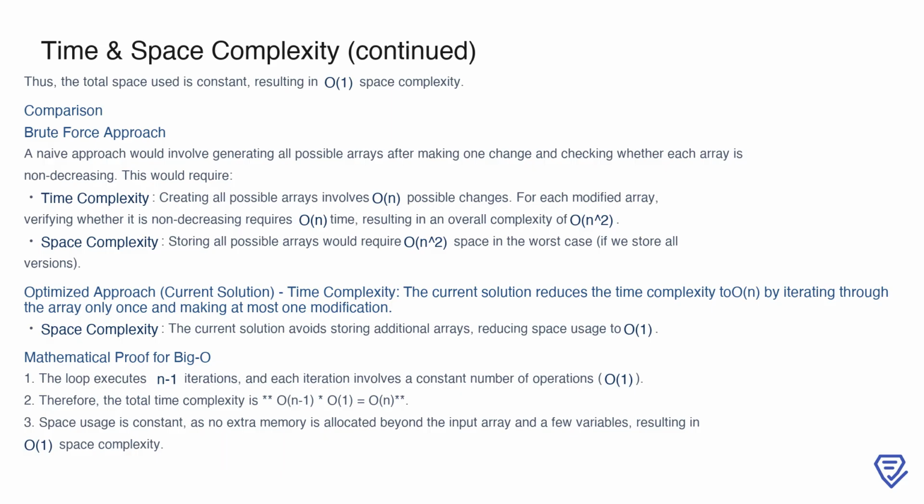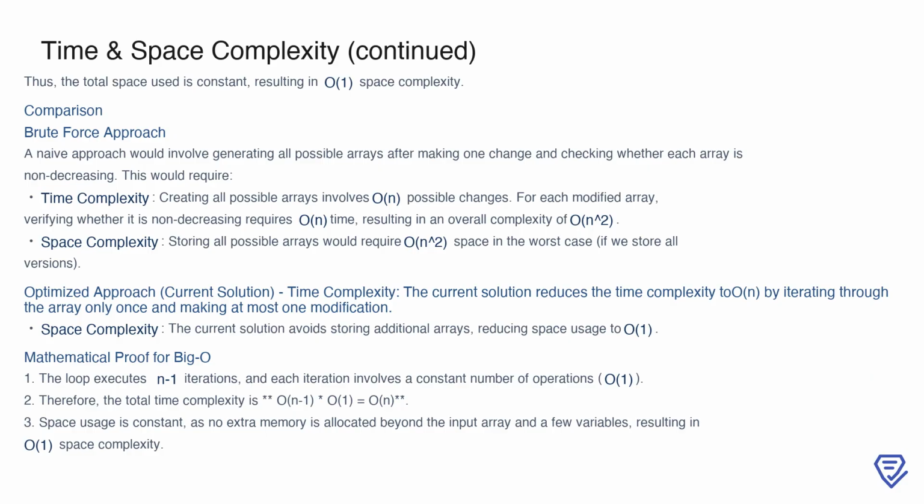To understand how this compares with a brute force approach, consider the naive solution. In that approach, you would generate all possible arrays after making one modification and check each one to see if it is non-decreasing. This involves O(n) possible changes, and for each modified array, verifying whether it is non-decreasing takes O(n) time. This results in an overall time complexity of O(n^2). Additionally, storing all these arrays would require O(n^2) space in the worst case.